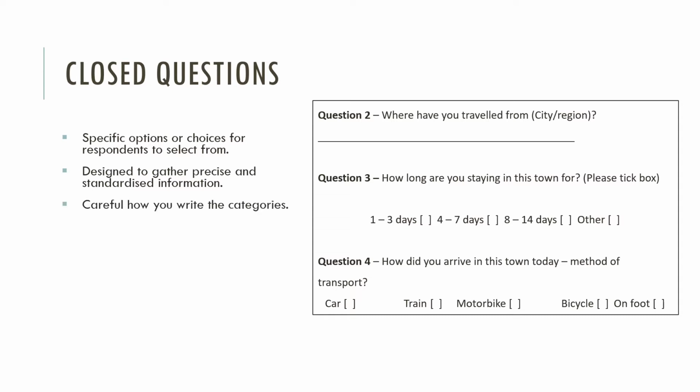You do need to be careful how you write the categories. So for example, here you could put 1 to 3 days, 3 to 7 days. So if you stay for 3 days, what do you tick? That's why we put 1 to 3 days, 4 to 7 days. And there are loads of different types of questions that you can use: simple yes or no, tick box, one or multiple choices, and remember, it's important, as you can see here in some cases, to give clear instruction. So there are types of closed questions.